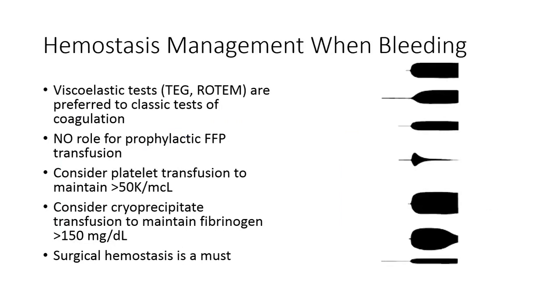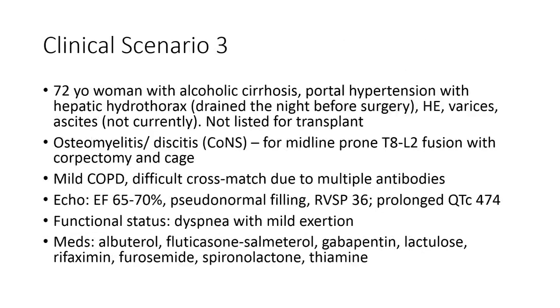If you do bleed, viscoelastic tests seem to perform better than the classic tests of coagulation. Again, no role for prophylactic FFP, platelet transfusion considered to maintain the number greater than 50. Cryoprecipitate, again, depends who is talking. Sometimes the threshold is 100, sometimes it's 150. I generally, in the bleeding patient, try to keep it greater than 150. And surgical hemostasis is a must.